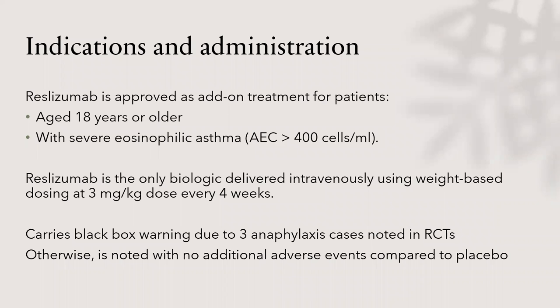Who is this approved for? This is actually for 18 years and older, in a very severe eosinophilic asthma group when you have an eosinophil count above 400. This is given weight-based. I don't really like this that much. I feel like it's a very narrow spectrum where this is used, and the dosing seems a bit more complicated than the previous ones we talked about. It also has a black box warning like omalizumab due to 3 anaphylaxis cases that they noted in the controlled trials, but otherwise no other adverse events.